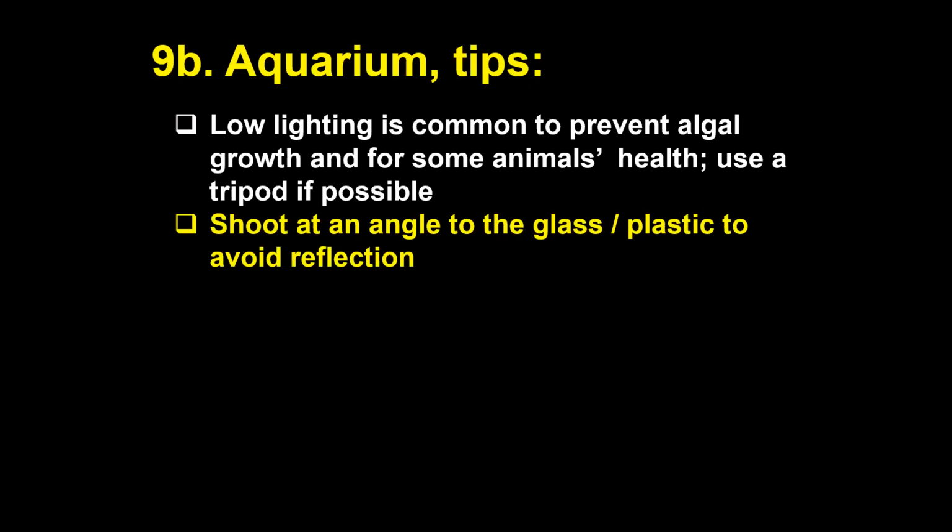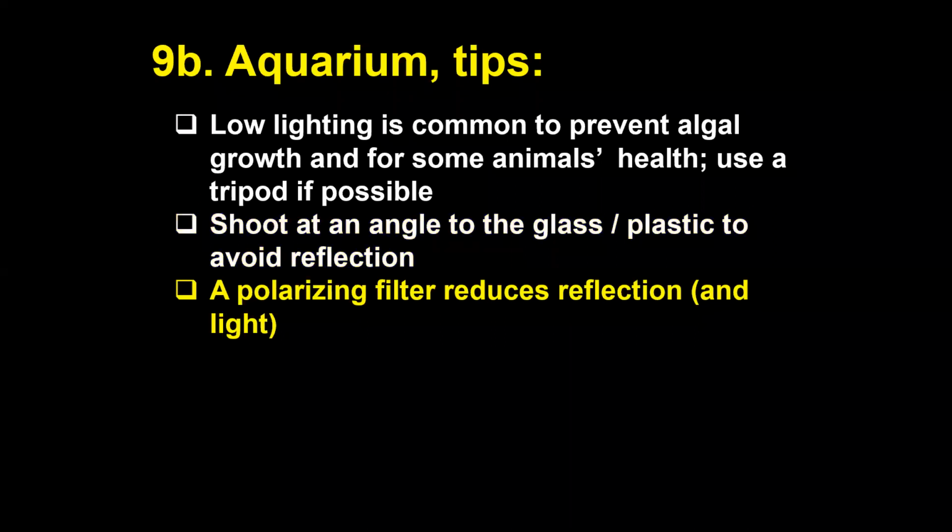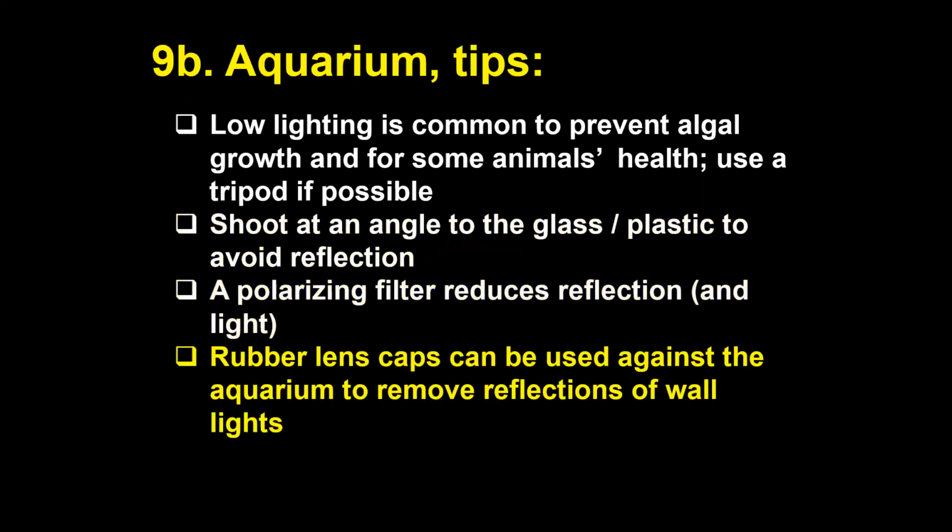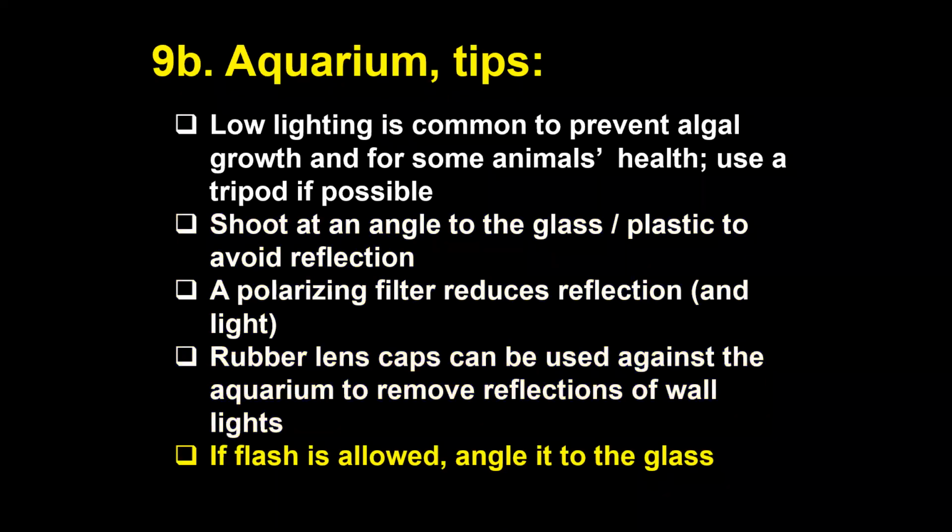You've got to shoot at an angle to the glass or the plastic so that you can avoid reflection. You can use a polarized filter to reduce reflection, but it also reduces light. And a rubber lens cap can be used right against the glass, and that will eliminate a lot of the reflections. And sometimes flashes are allowed, but usually not. If you do use them, you should angle them to the glass, not directly on.